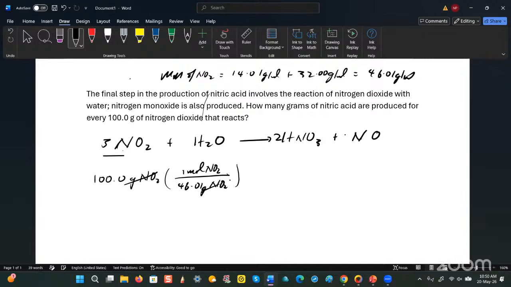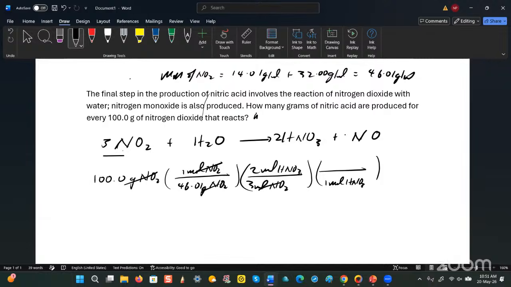So this will go with that. And then the next step is to look at the mole ratio between the nitric acid and the NO2. And based on the balanced equation, that's a 2-to-3 ratio. So 2 moles of HNO3 would go above. And down here would be 3 moles of NO2. And then the last step, by the way, this will cancel out with that, is where we go from moles of nitric acid to grams. So 1 mole of HNO3 would go down here.